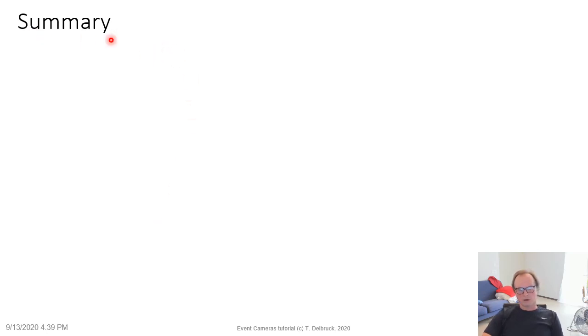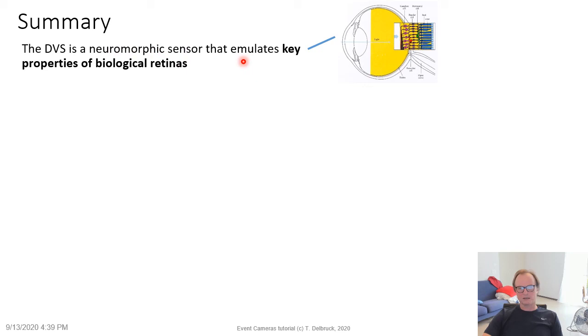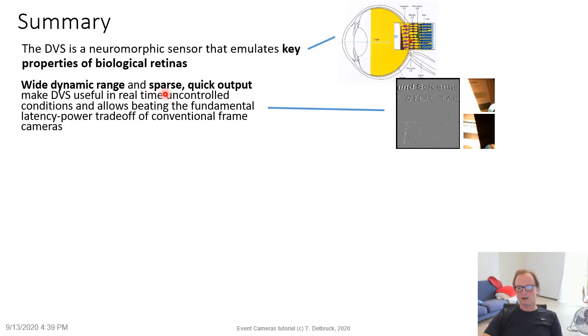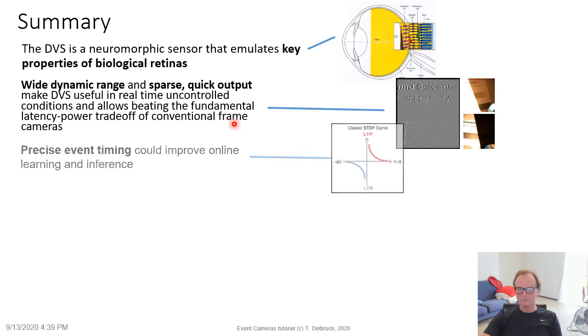So in summary, what this tutorial has shown is that DVS is a neuromorphic sensor that emulates key properties of biological retinas. The wide dynamic range and sparse, quick output make the DVS useful for real-time uncontrolled conditions and allow beating the fundamental latency power trade-off of conventional frame cameras. What I haven't touched on very much is that the precise event timing could improve online learning and inference, especially as we go past the supervised learning approaches of today towards systems that continually learn and adapt themselves. This precise event timing and sparse output could be very useful for that.